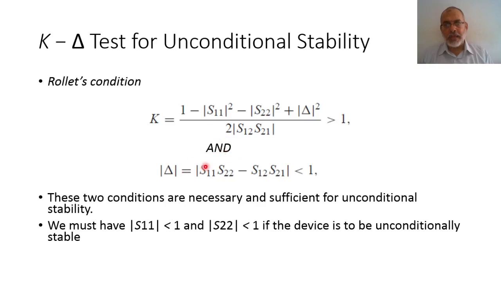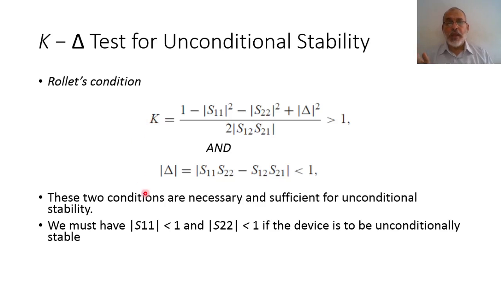And it should be this and. So these two conditions should be satisfied simultaneously. And delta, which is the magnitude of S11 multiplied by S22 minus S12 multiplied by S21, should be less than unity. So these two conditions simultaneously satisfied means that this amplifier or this transistor is unconditionally stable. Unconditionally stable, you will have any source impedance and any load impedance, and it will be stable.